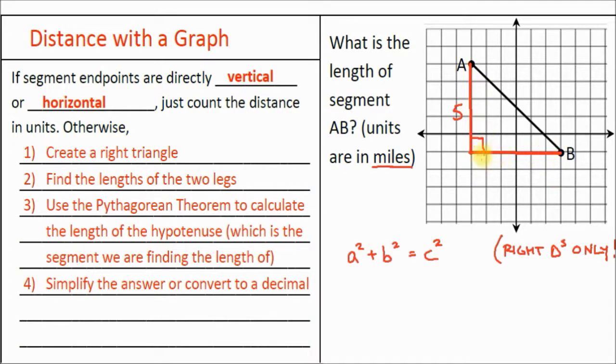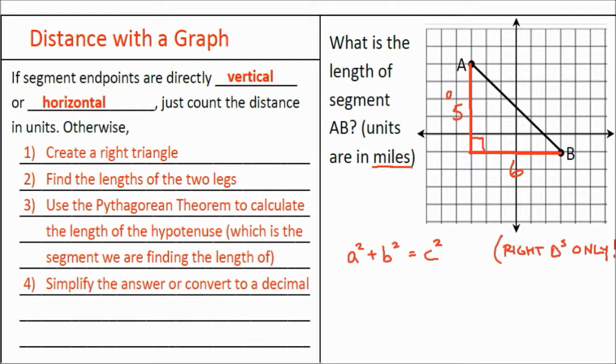This leg here from B to this corner is 1, 2, 3, 4, 5, 6. This leg is 6 units long. And now, remembering the Pythagorean Theorem, the two legs can be labeled either A or B. It doesn't make a difference which one we label. Let's just say that this one is going to be A.